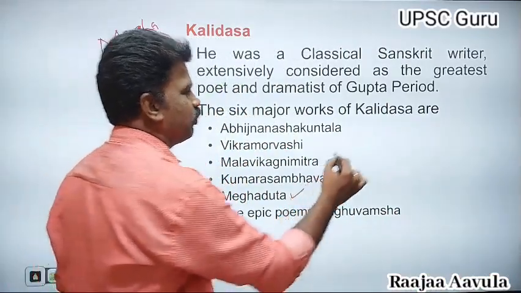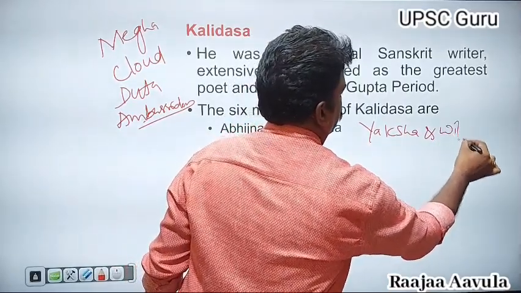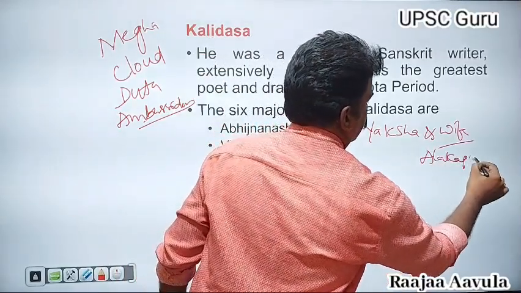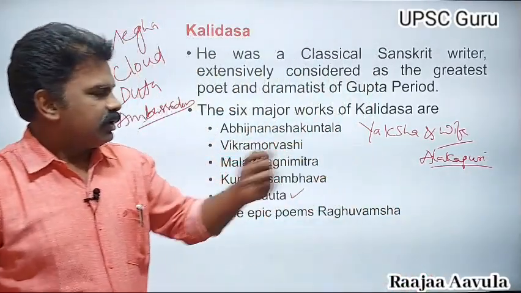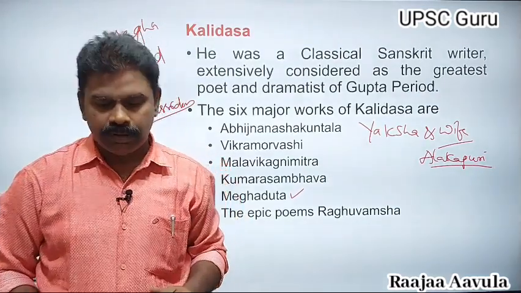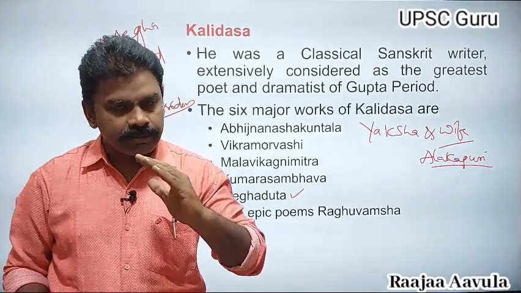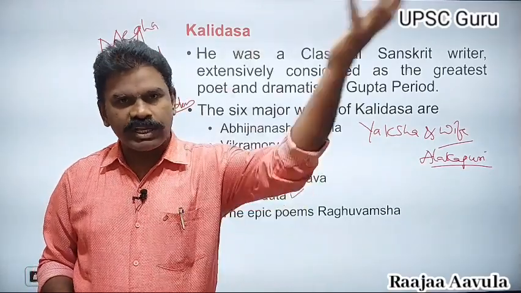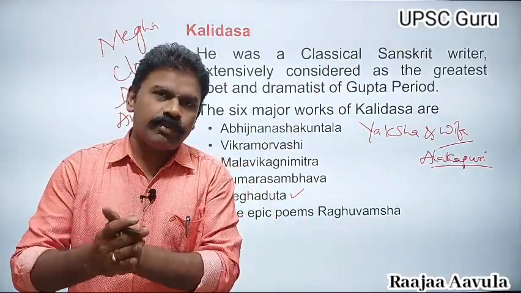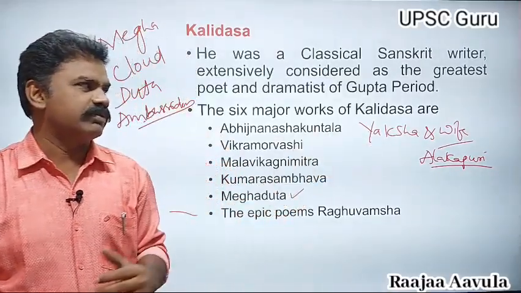This was the love story of Yaksha and his wife. Yaksha and his wife were living at Alakapuri, and Yaksha was a king. He was banished by his master for 1 year to remote areas. While living in the remote area, he was thinking about his wife. He had great affection and love for her.